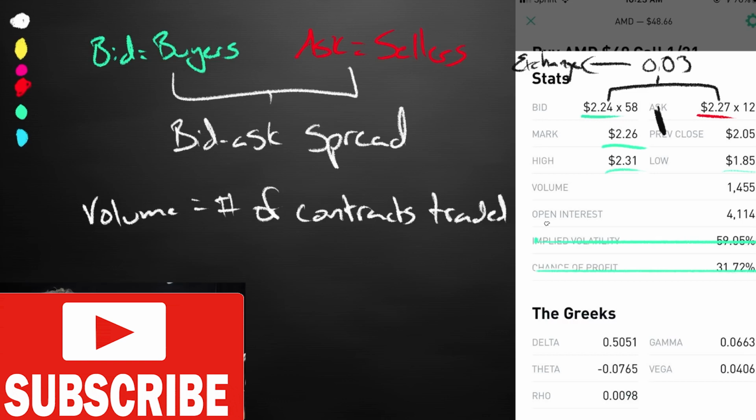If there's higher volume, you're going to be able to have people that are willing to buy from you when you want to sell an option and people willing to sell to you when you want to buy an option. If volume is very low, there may not be many people wanting to buy and sell options. You might have a hard time getting in and out of a trade.